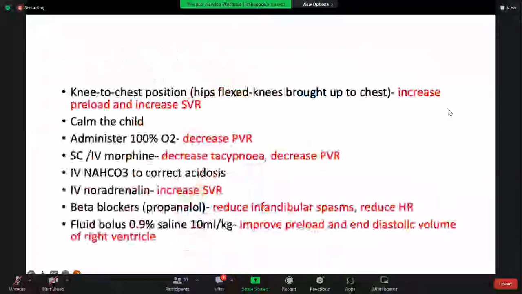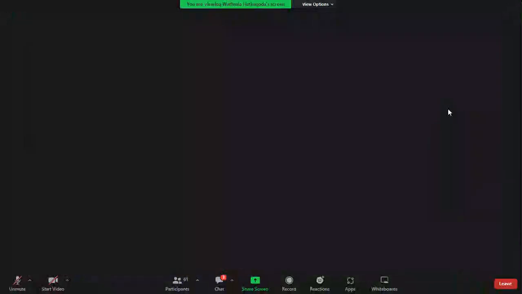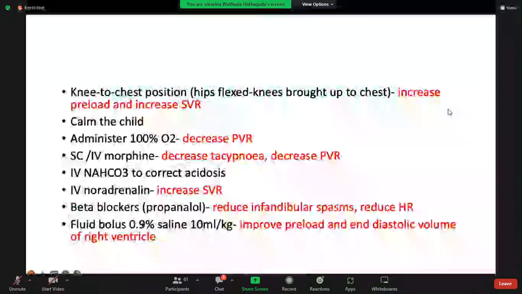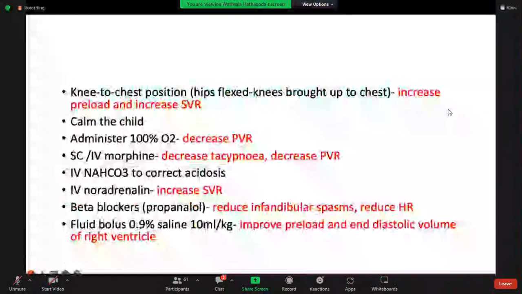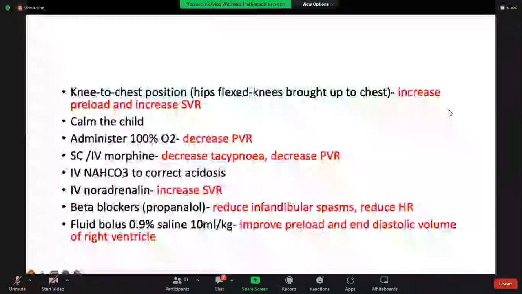So it will reduce the shunt. And the other thing is you can give a beta blocker like propranolol. It will reduce the infundibular spasm in the pulmonary area. And then you can give a fluid bolus to improve preload. So these are the basic management steps for hypercyanotic spells. And I have bolded the theory behind using these steps.